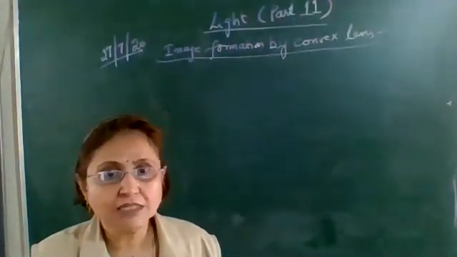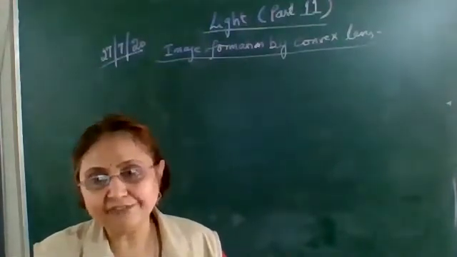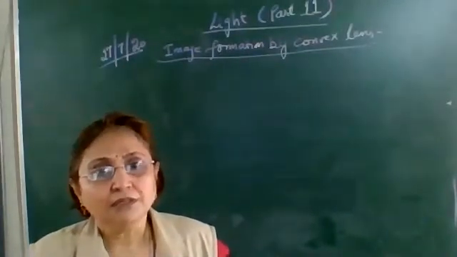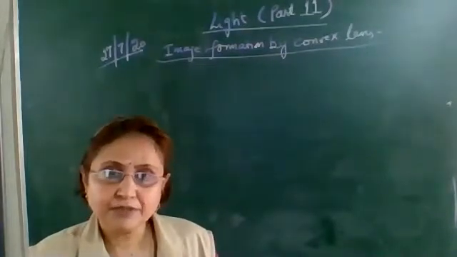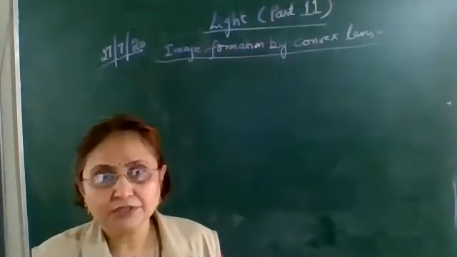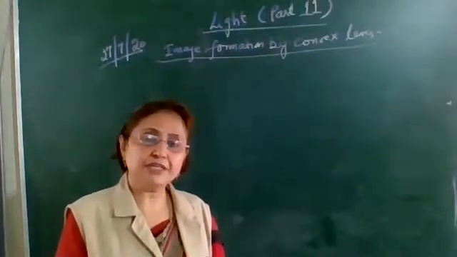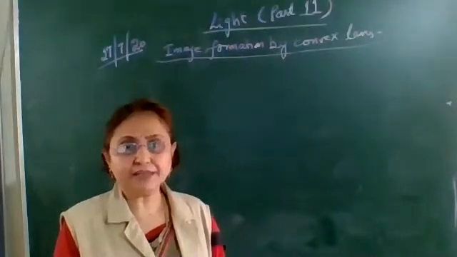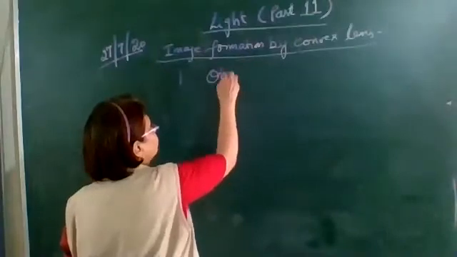So today we'll start the image formation by a convex lens. We'll place the object at different positions and the image will be formed at different positions. We'll discuss the nature of the image, then the size of the image and the position of the image. Let's start. The first position, object is very far away. That is, we can consider the object to be at infinity. So the first position is object at infinity.